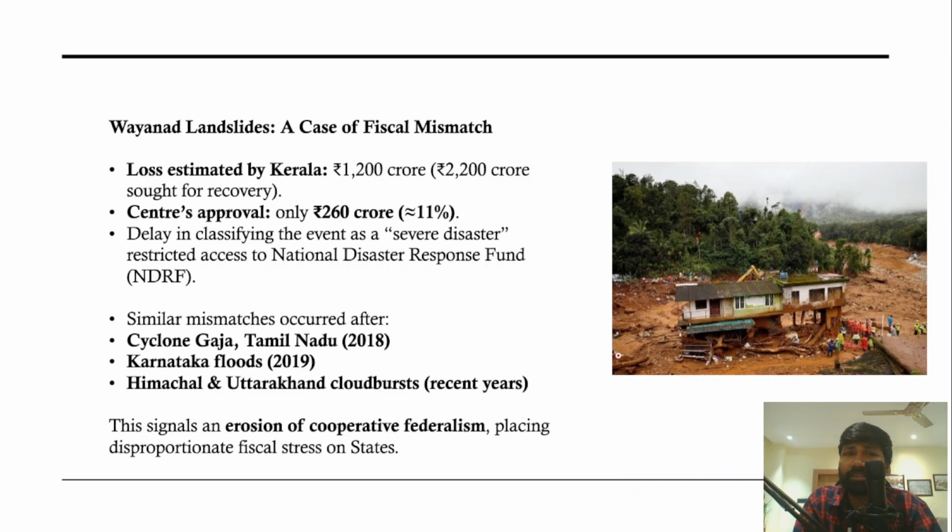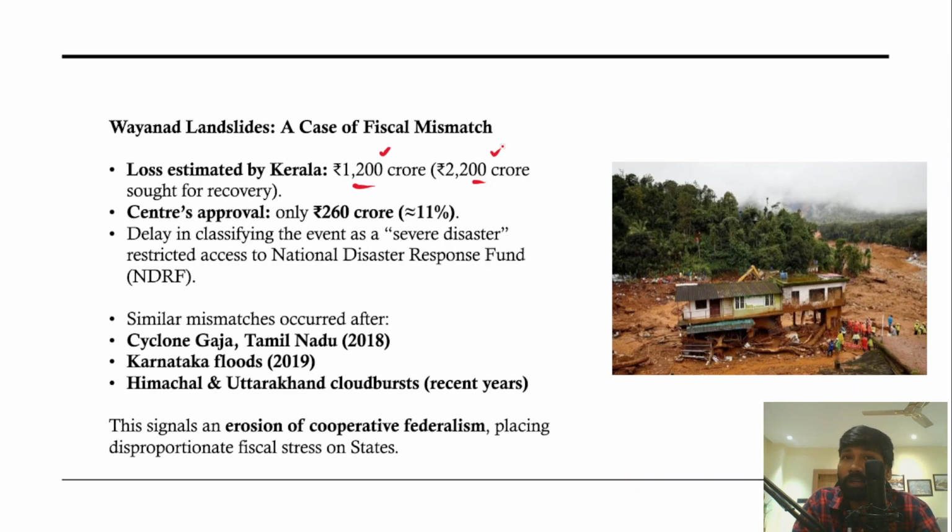So now let's try and understand, taking into consideration Wayanad landslides, how it has led to a fiscal mismatch. In fact, the fiscal federal structure has got disturbed. It has not been followed properly. Now, in 2024, we all knew that landslides in Wayanad district have caused a disastrous and worst impact. The losses estimated are around 1200 crore rupees. However, Kerala sought 2200 crore for the recovery. Right? So the losses are 1200, but to achieve the recovery, Kerala requires 2200 crores of funds.